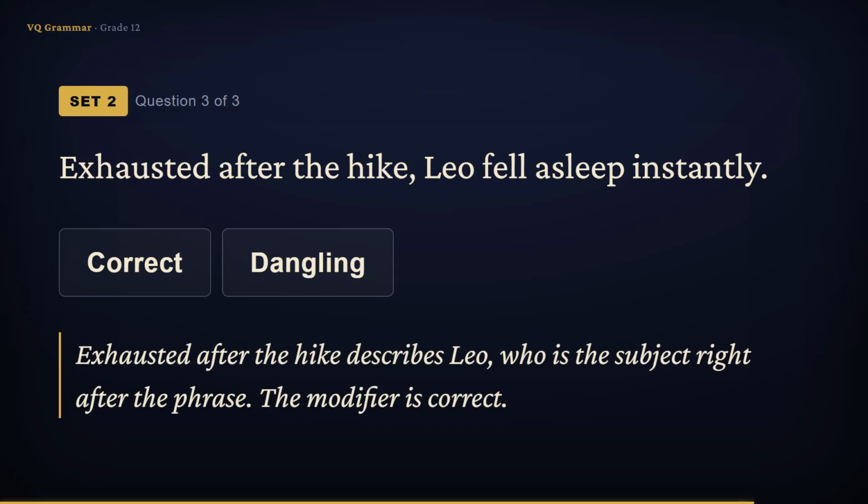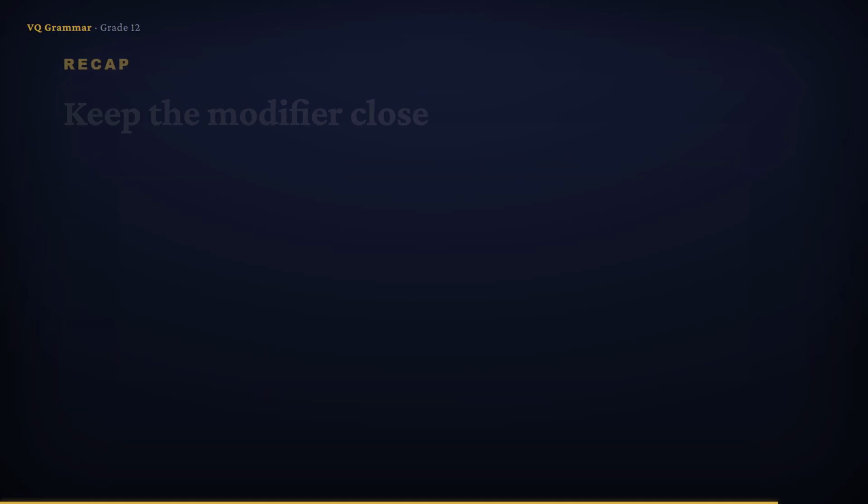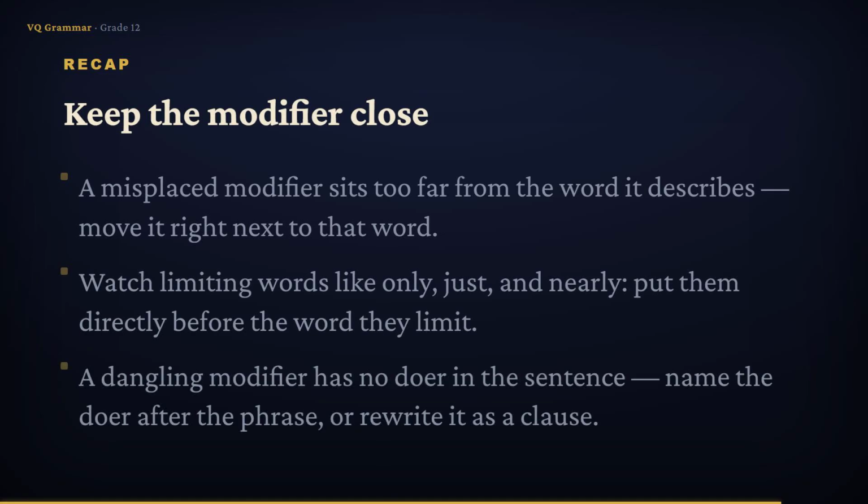Exhausted after the hike, Leo fell asleep instantly. Who was exhausted? Leo. And Leo is right there as the subject, exactly where the opening phrase can describe him. The doer is present and correctly placed, so this modifier behaves itself. This sentence is correct.